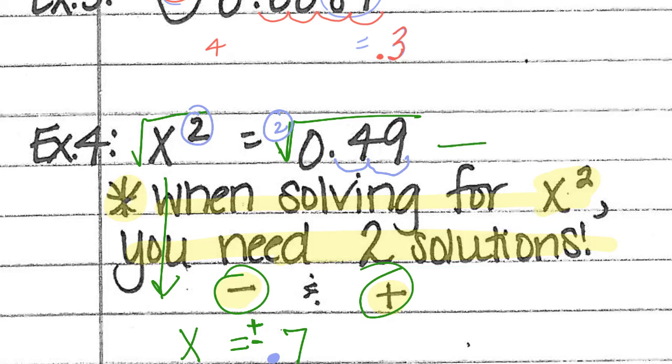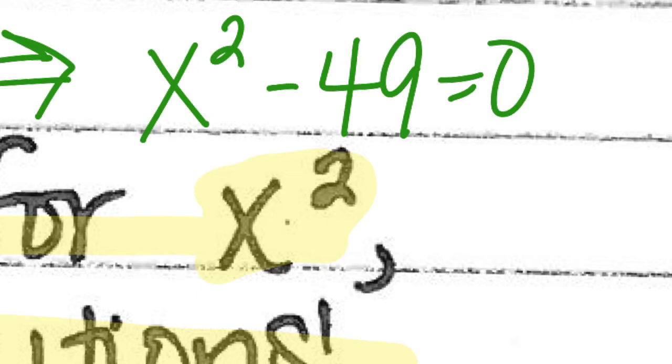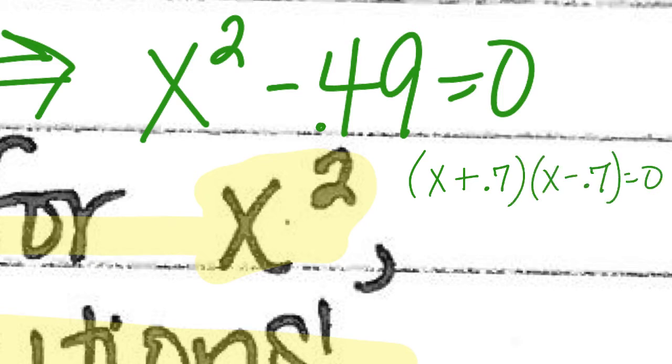So if it is easier for you to see it, maybe the best bet is to stick with that rule, make all quadratics equal to 0. When I make all quadratics equal to 0, I forgot my decimal, then I could factor this to be x plus 0.7 times x minus 0.7 is equal to 0. So x will equal negative 0.7 and x will equal positive 0.7. If it helps you to remember to factor, that may be a good option for you.